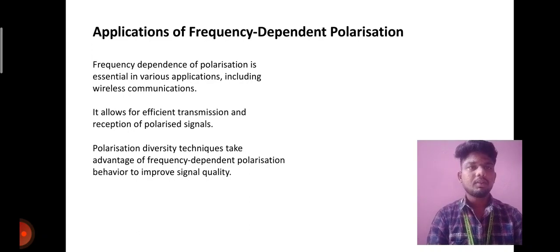Applications of frequency dependent polarization. Frequency dependence of polarization is essential in various applications including wireless communications. It allows for efficient transmission and reception of polarized signals. Polarization diversity techniques take advantage of frequency dependent polarization behavior to improve signal quality.